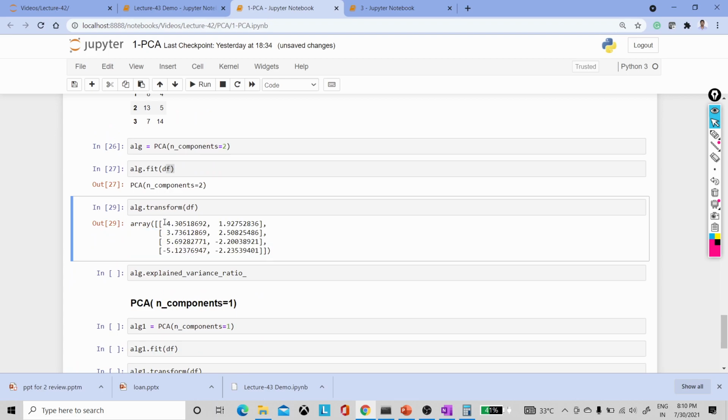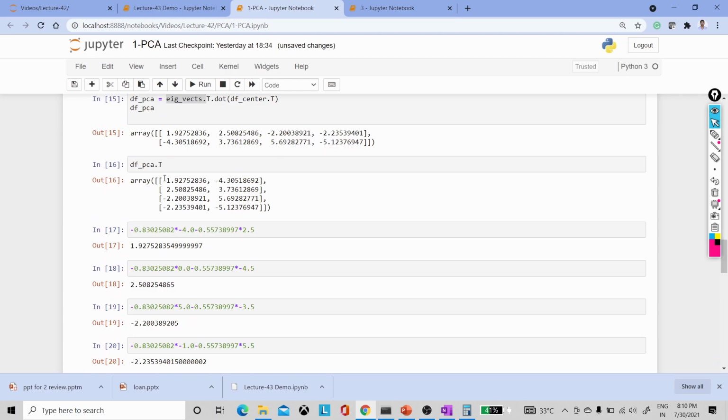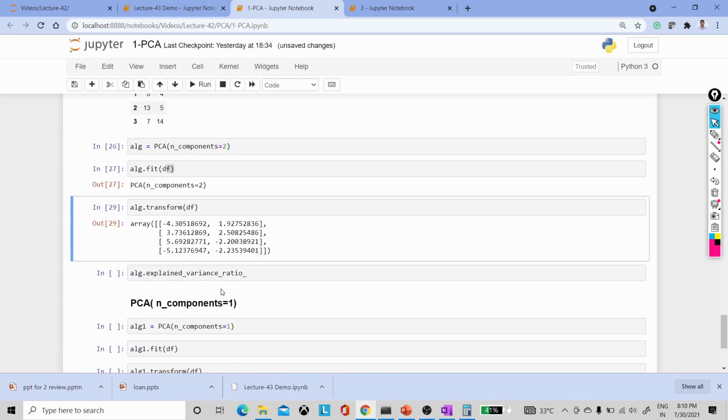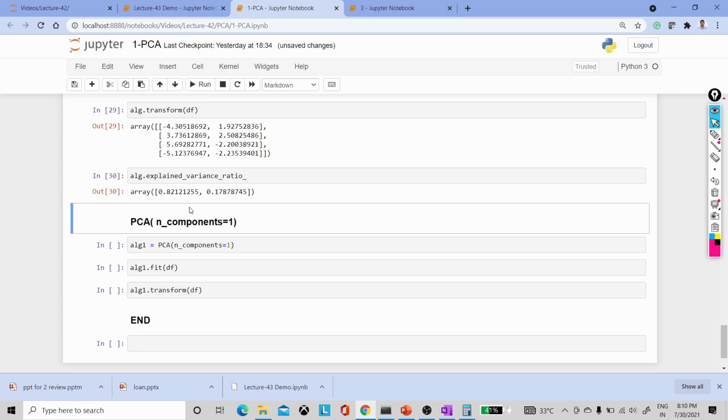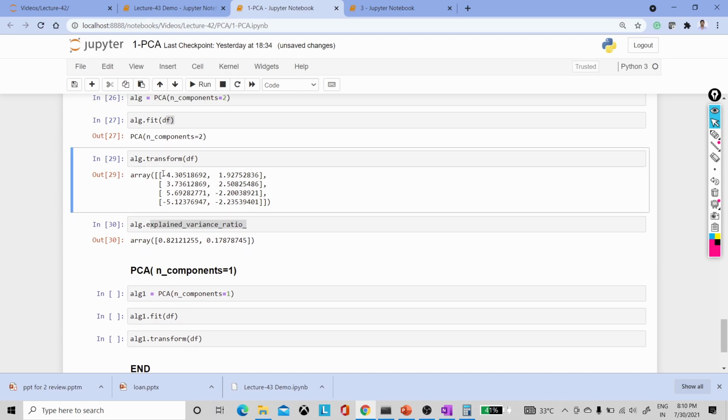This is the PCA1 values, and this is the PCA2 values. See, if you compare these values and these values, they are exactly the same. And if you see this explained variance ratio, it means the first principal component explains 82%, and PC2, the second component, explains 0.17. Totally, this is 82.12, and this is explained by the principal component 1.